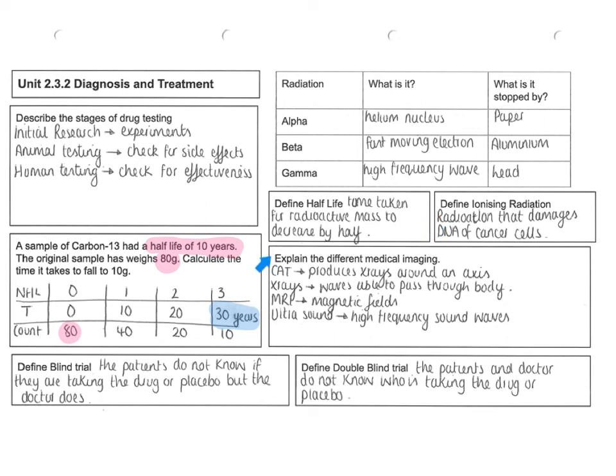Explain the different medical imaging. So I've chosen a couple. So CAT scans produce X-rays around an axis. X-rays use waves able to pass through the body. MRIs use magnetic fields to create an image. And ultrasound uses high-frequency sound waves to create an image.